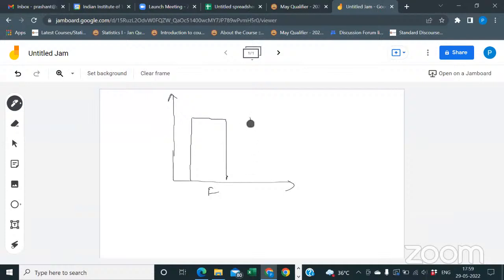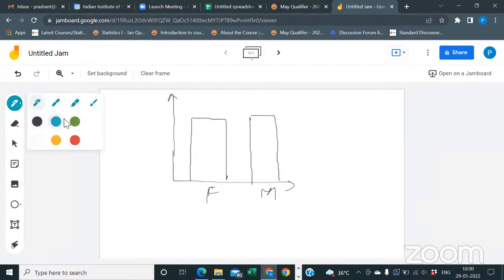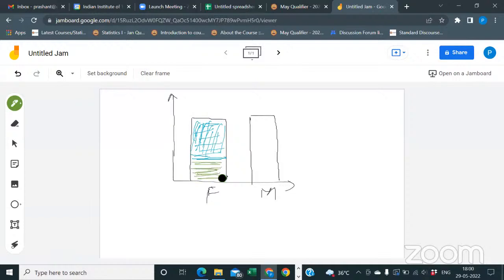For the female category, I'm taking the example of owning a smartphone, and this is the bar chart for the male category. So a 100% stacked bar chart is something like this. Suppose this blue region is the proportion of candidates not owning the phone. Similarly here, the green region is the proportion of not owning the phone, and the blue one is the proportion of owning the phone.